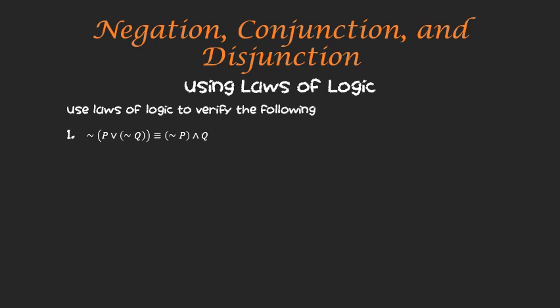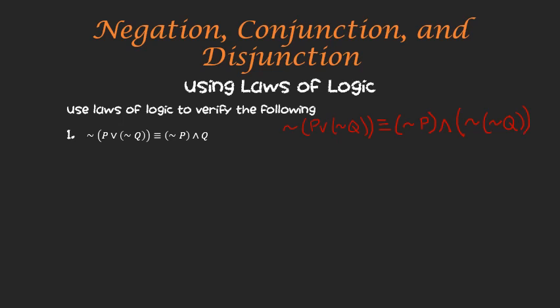So we'll start here on the left-hand side. I'll just write out the left-hand side. We have not P or not Q. And one thing we can see to do here is to distribute that negation through. That is, use De Morgan's laws to combine that negation over the disjunction. So this is not P, the disjunction switches to a conjunction, and not Q. So that's applying De Morgan's laws.